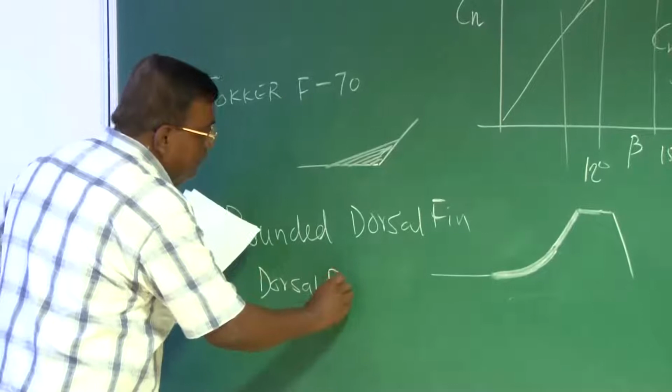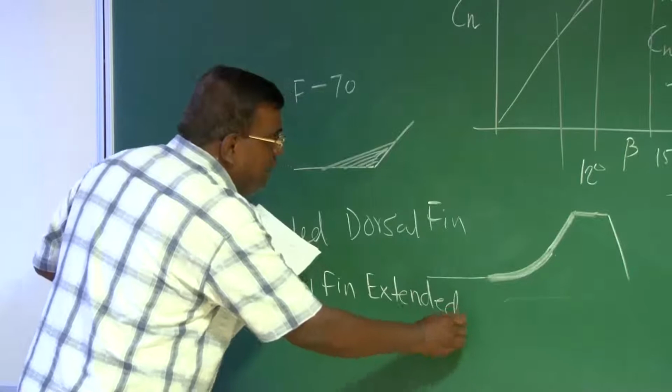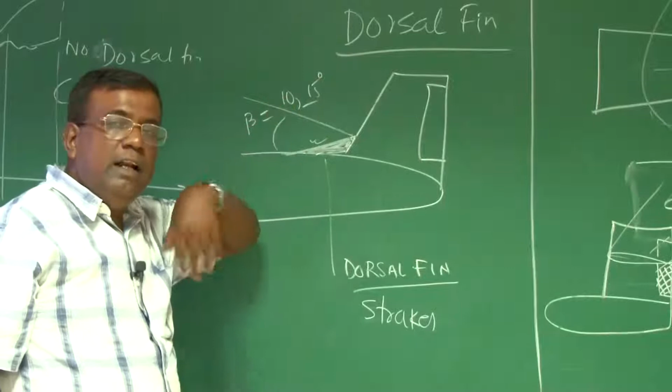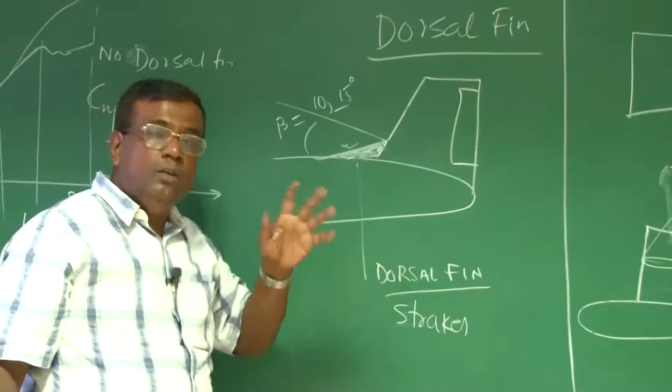All these concepts, please understand, this is where the designers have the liberty. The concept is you have to somehow generate a vortex here, which gets attached to the vertical surface and delays the stall. But the designer will see, okay, I do that, but it should not unnecessarily increase the drag. So this tweaking goes on, okay?